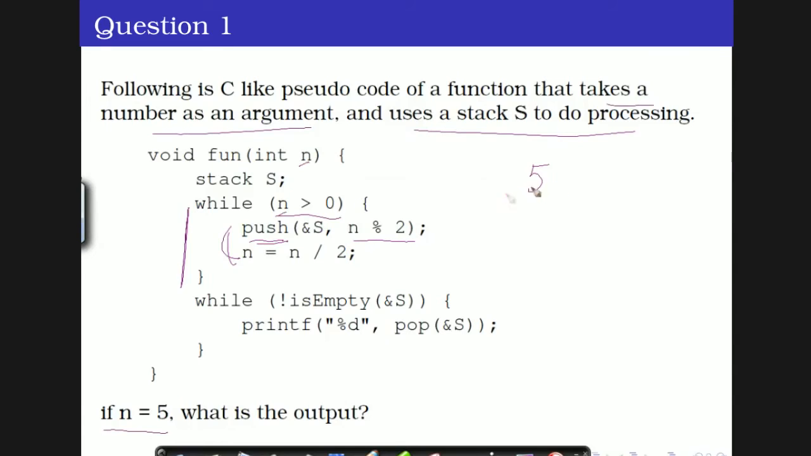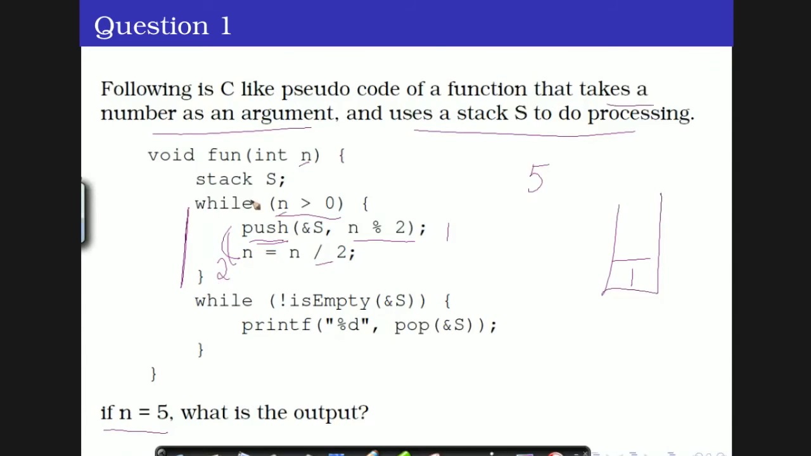So 5 is divided by 2, and what is the remainder when it is divided by 2? The remainder would be 1. So what happens? You have a stack and there is a 1 stored in it. And then what is the next statement? N is divided by 2 and stored in n again. So n is 5, 5 divided by 2 and the quotient. Here the operator is different, so the quotient is taken. What is it? It is 2. So n value is 2 now.